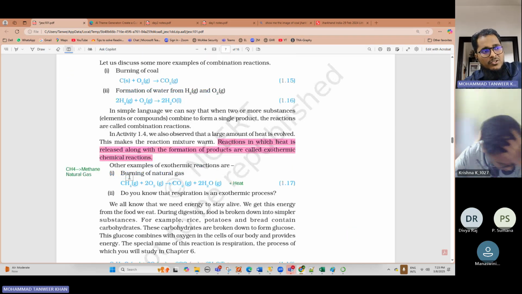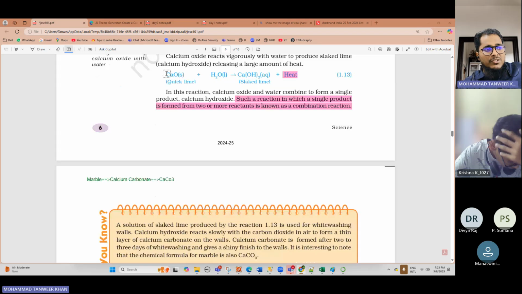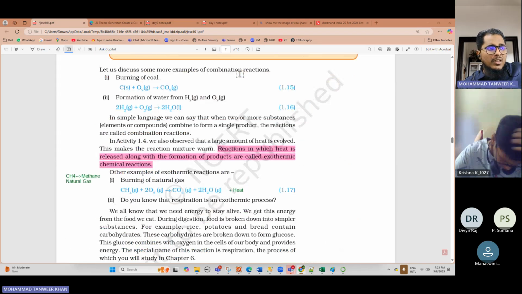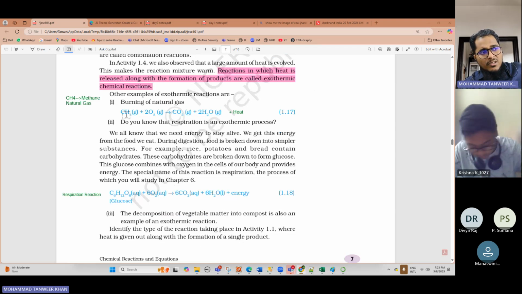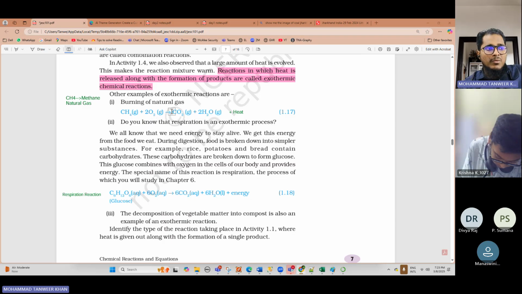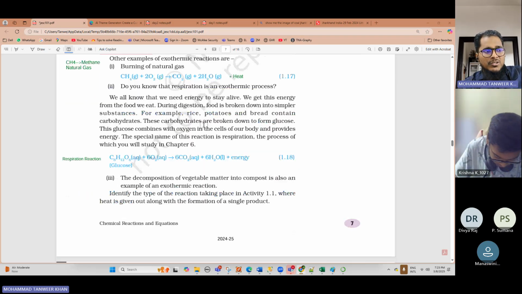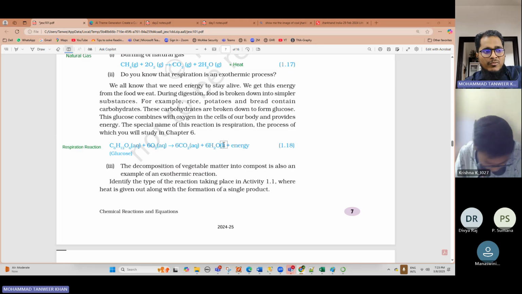So for exothermic reaction, this is one example: calcium oxide plus water giving slaked lime, calcium hydroxide. And then this is burning of natural gas. Right now we discussed methane, when it is burned in the presence of oxygen, it gives carbon dioxide plus water. This is also an example of exothermic reaction. Then respiration is an example of exothermic reaction. Then decomposition of vegetable matter is also an example of exothermic reaction.